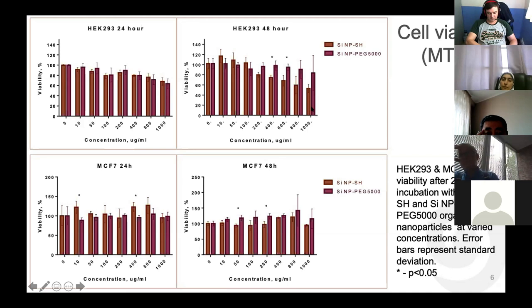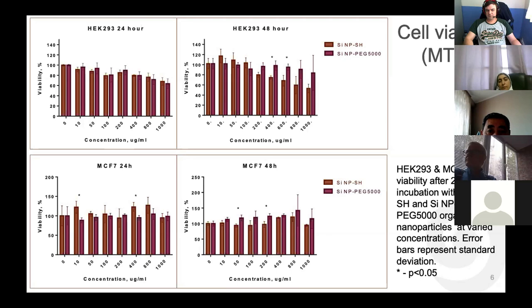But we should consider that these concentrations are not physiological, and this concentration cannot be applied in vivo. So most of the studies use the concentration between 0 and 200 microgram per mil. And here we exceeded 2000 microgram per mil to see when we will reach the limit of the toxicity.